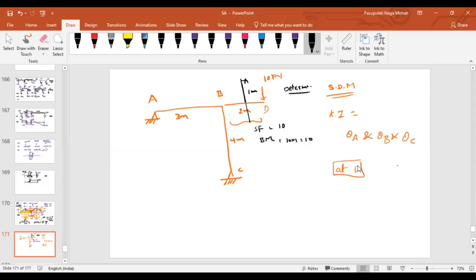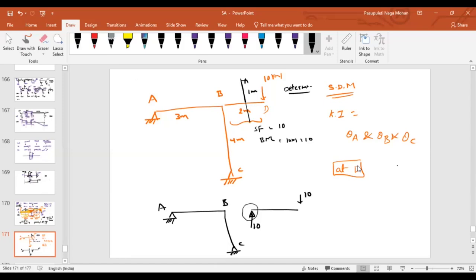So instead, what I will do, A, B, C. Can you tell me what reactions will generate at this joint? If I separate this BD from the remaining part, how many reactions will develop here? Downward force is 10 kilonewton. How to balance it? Upward force, 10 kilonewton.